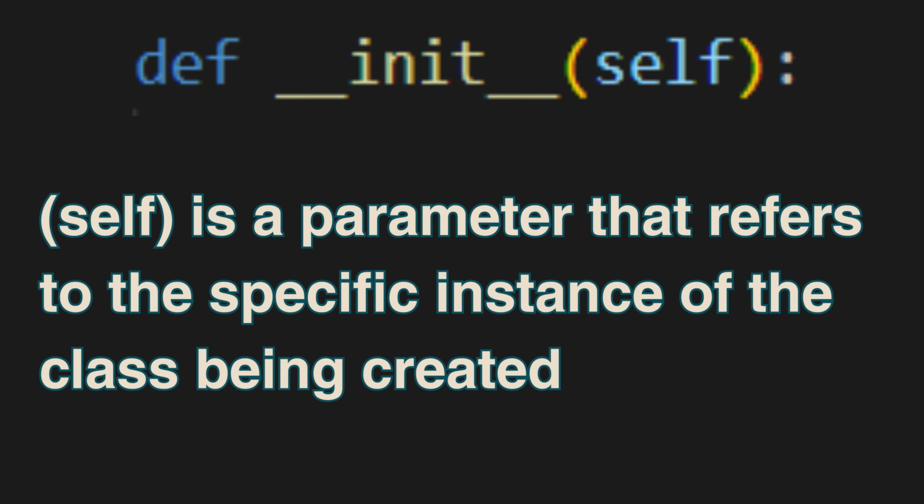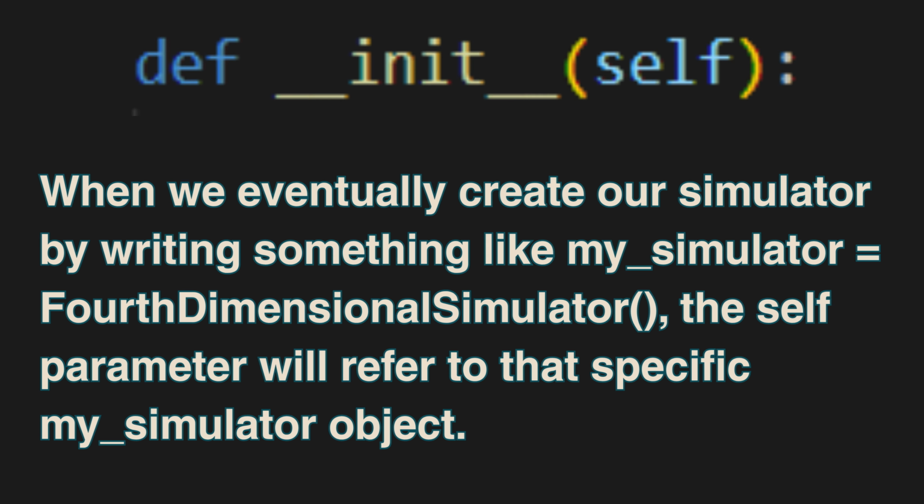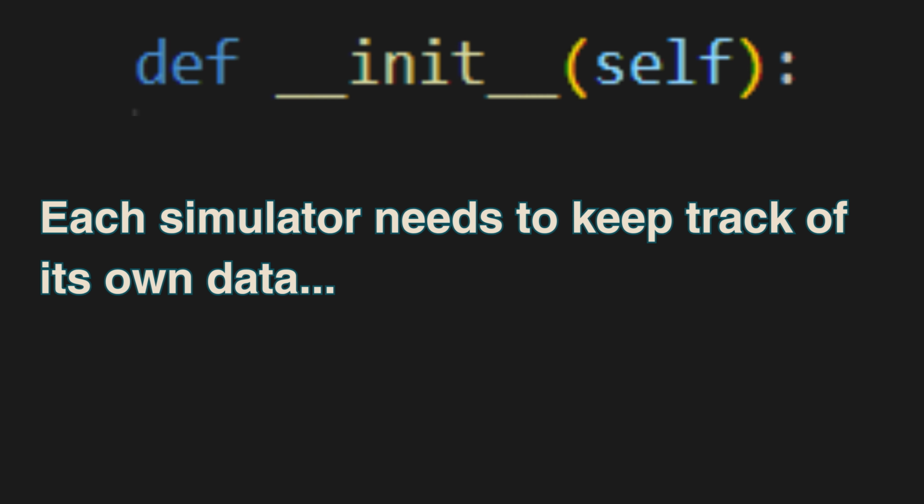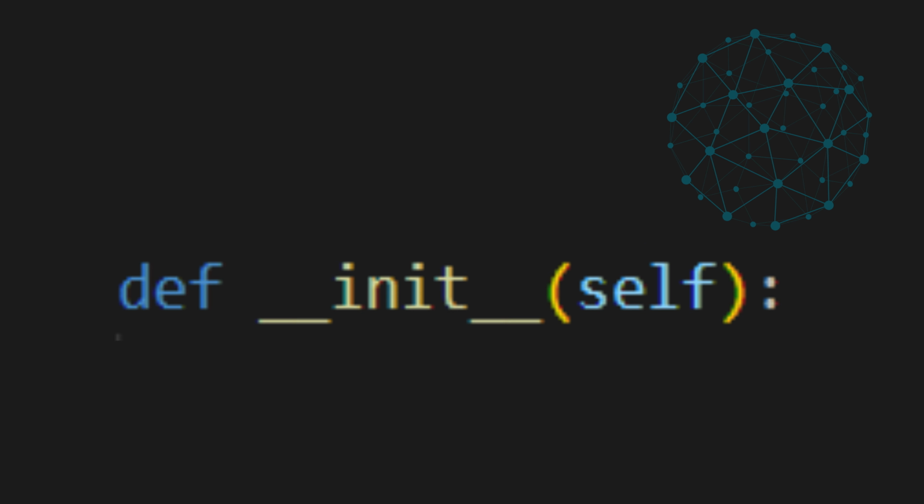And then you want to notice that self parameter. This is crucial because self refers to the specific instance of the class that's being created. When we eventually create our simulator by writing something like my simulator equals yada yada, the self parameter will refer to that specific my simulator object. We need self because you might create multiple simulators. Each one needs to keep track of its own data. The self parameter ensures that when we set up data inside this method, it belongs to this particular simulator instance. So for each instance of your data, you're making sure that you're connecting the dots correctly.